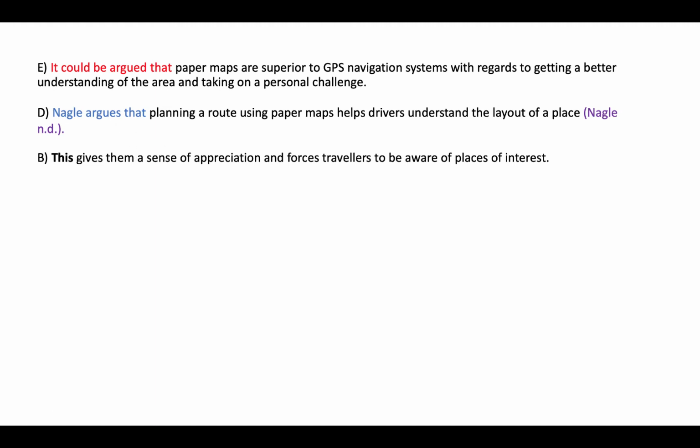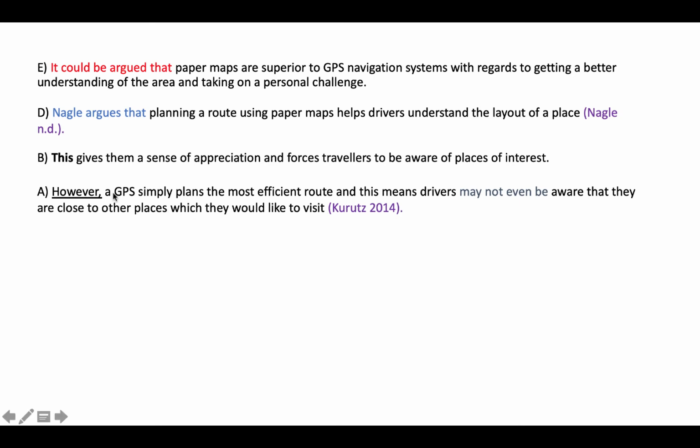So again, there is a connection between the different sentences here. Okay, and the next sentence, however. So there's some kind of linking word to show a difference. A GPS simply plans the most efficient route, and this means that drivers may not even be aware that they are close to other places which they would like to visit.